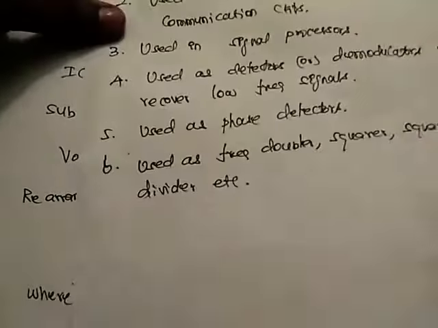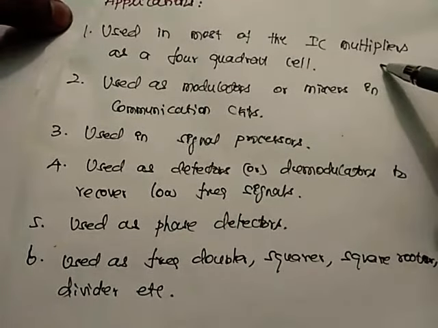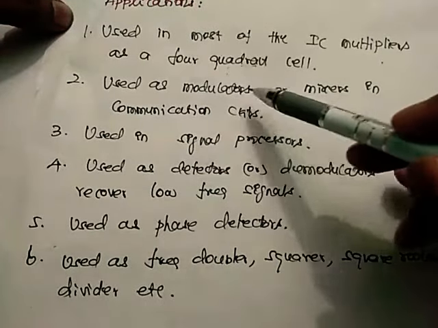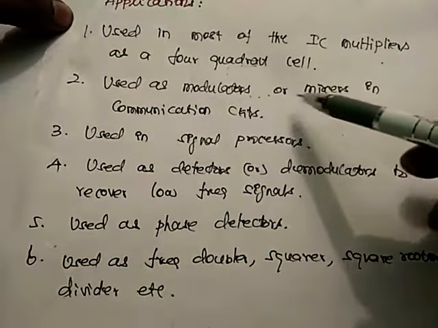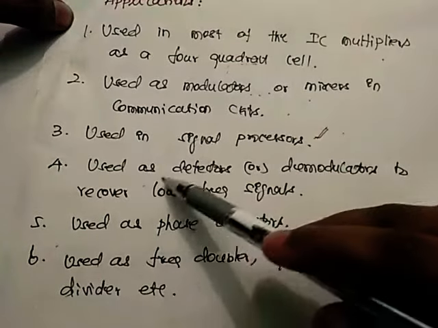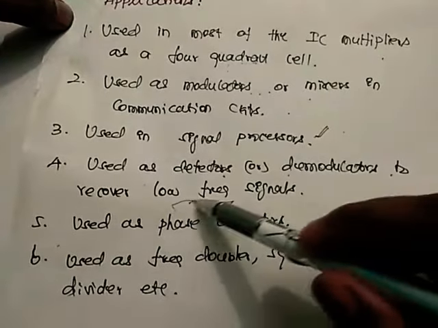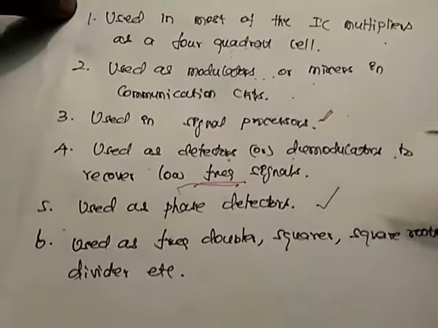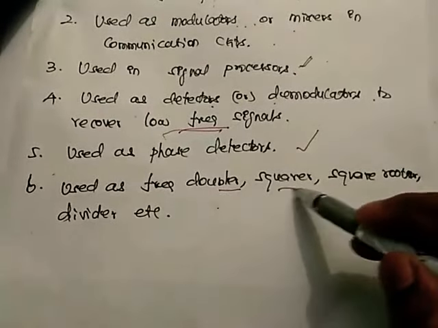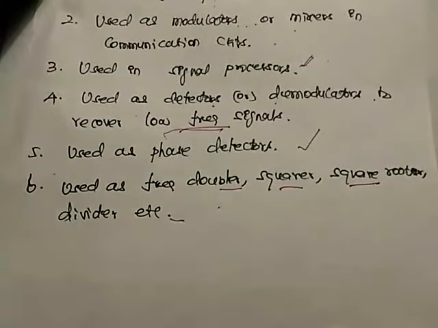Next we will discuss the applications of the Gilbert multiplier cell. It is used in most IC multipliers as the 4-quadrant cell, and also as a modulator or mixer in communication circuits. It is used in signal processors, and as a detector or demodulator to recover low frequency signals. It is also used as a phase detector, frequency doubler, squarer, square rooter, divider, etc. Thank you.